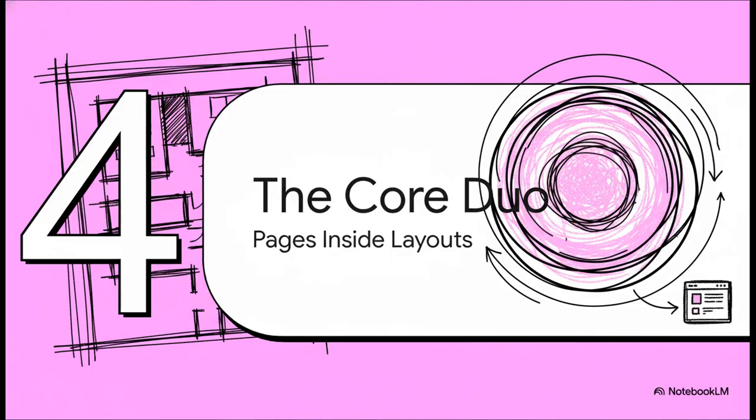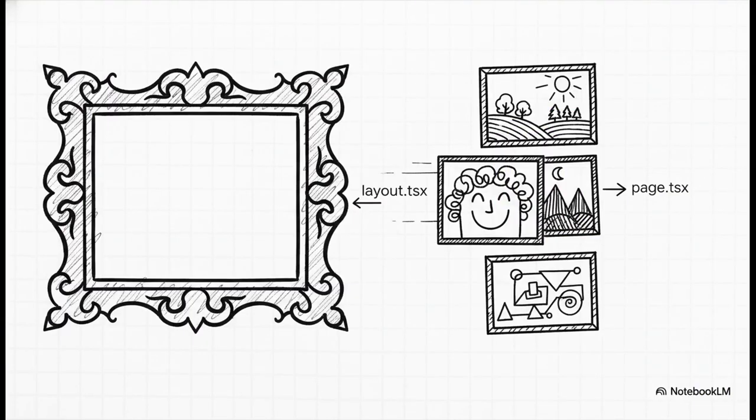So, what's the deal with these two files? How do they actually work together? Honestly, if you can grasp this one concept, the relationship between layouts and pages, you've pretty much cracked the code for the app router. They're a team. You know, the best way to think about it is like this. Your layout.tsx file, that's the picture frame. It's the stuff that stays the same on every single page. Your navigation bar, your footer, the whole shebang. And the page.tsx file, well, that's the picture inside the frame. It's the unique content that changes as you click around.